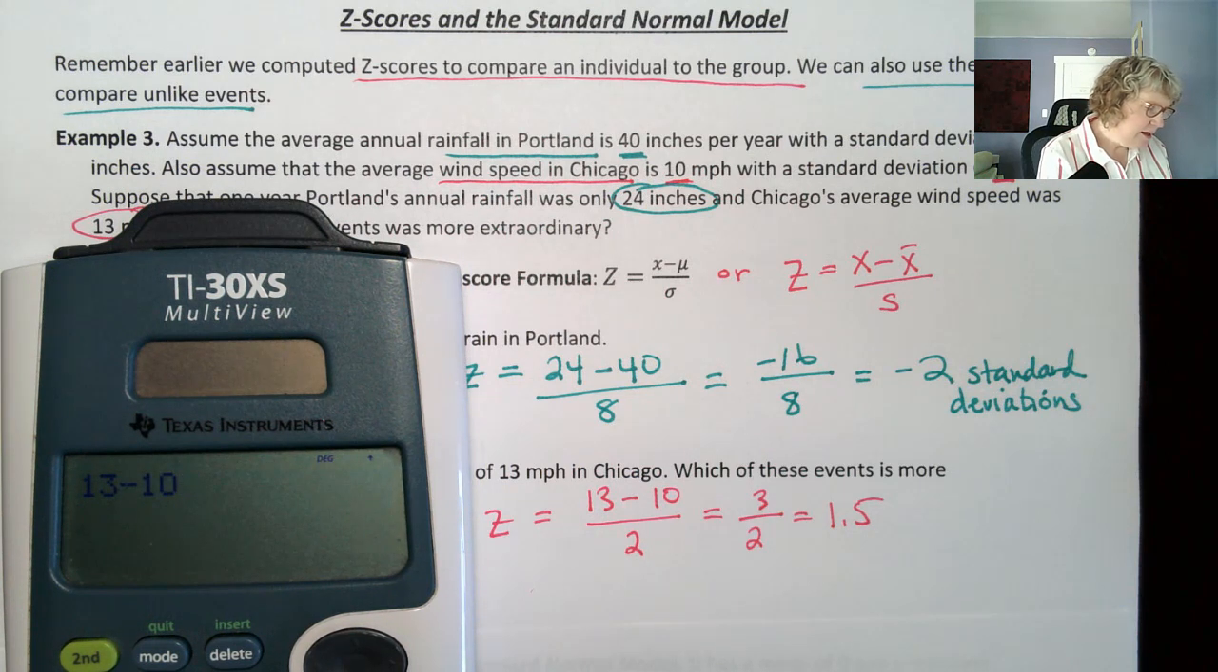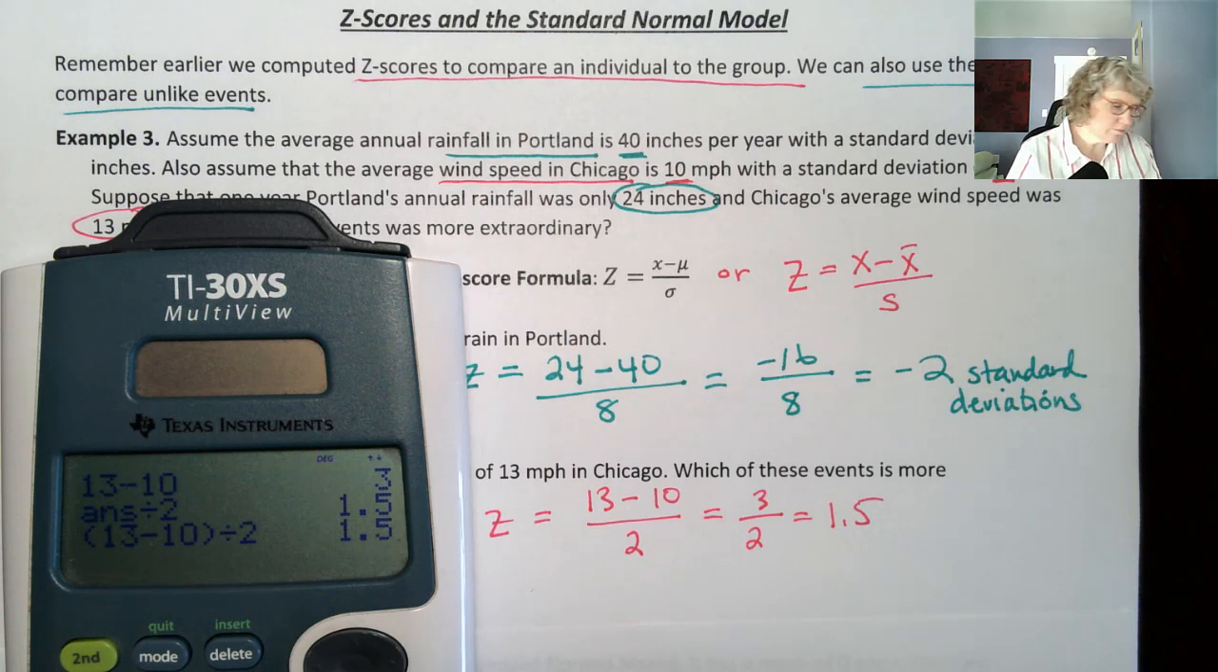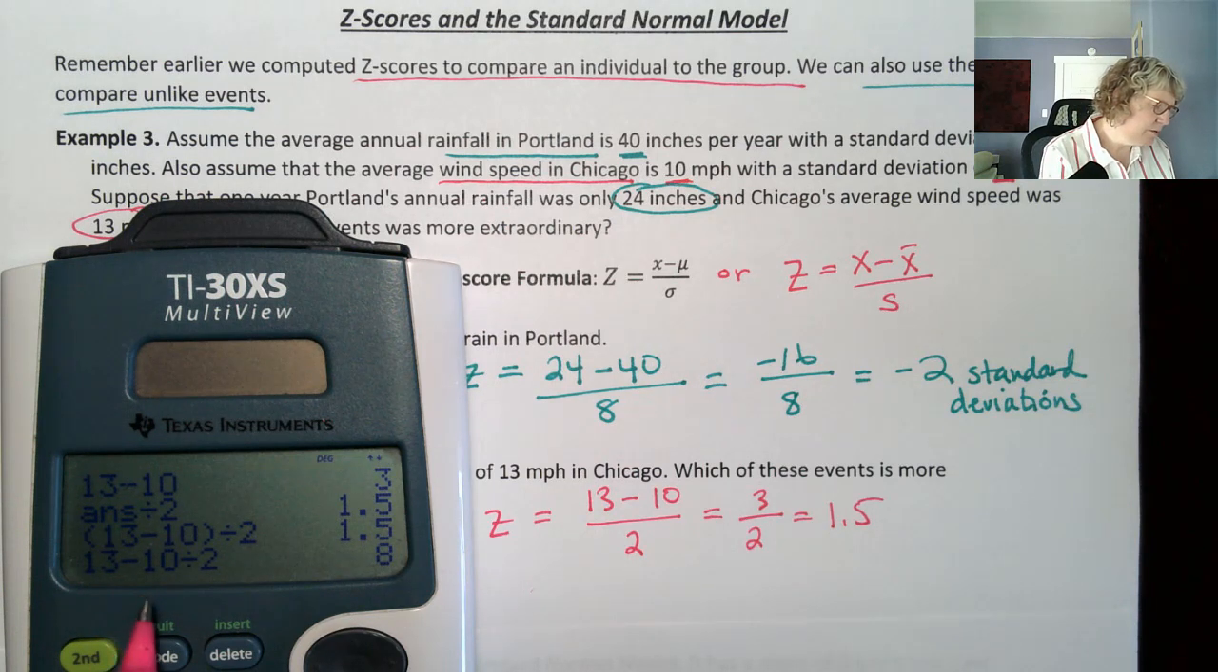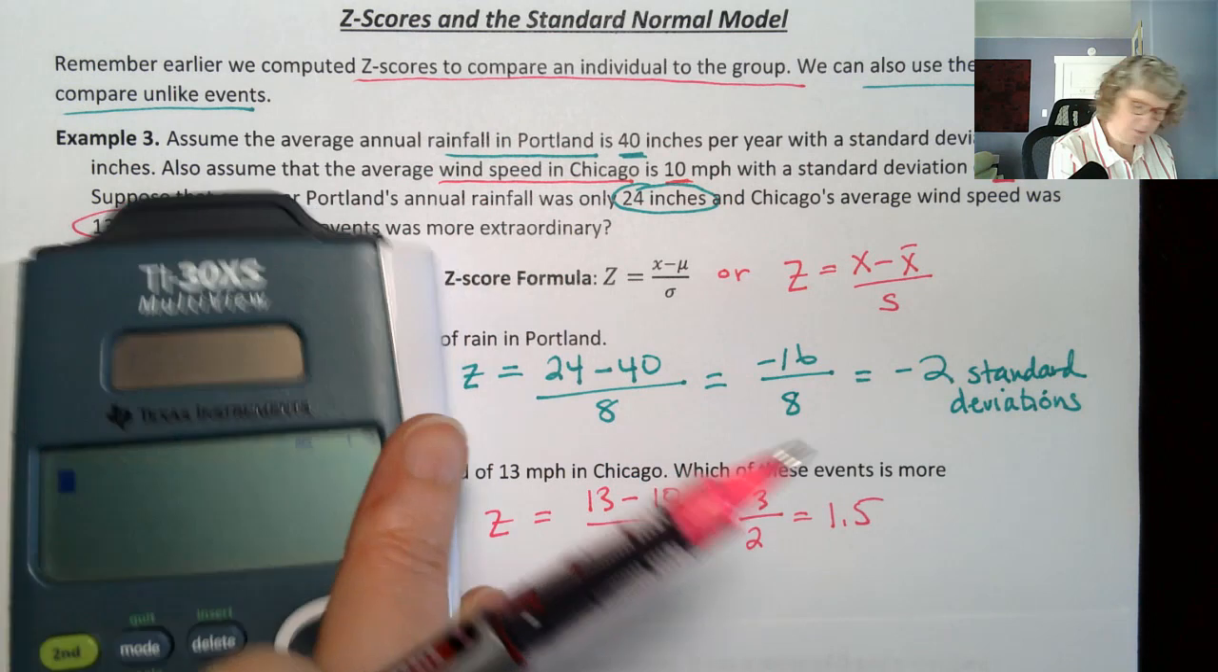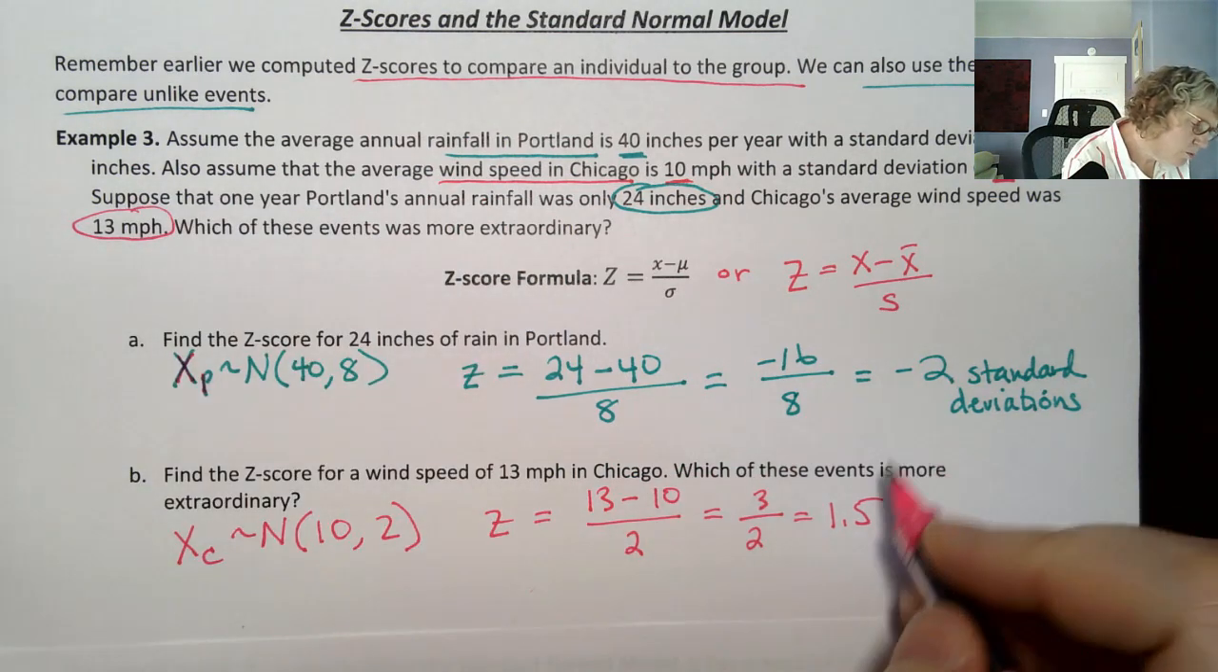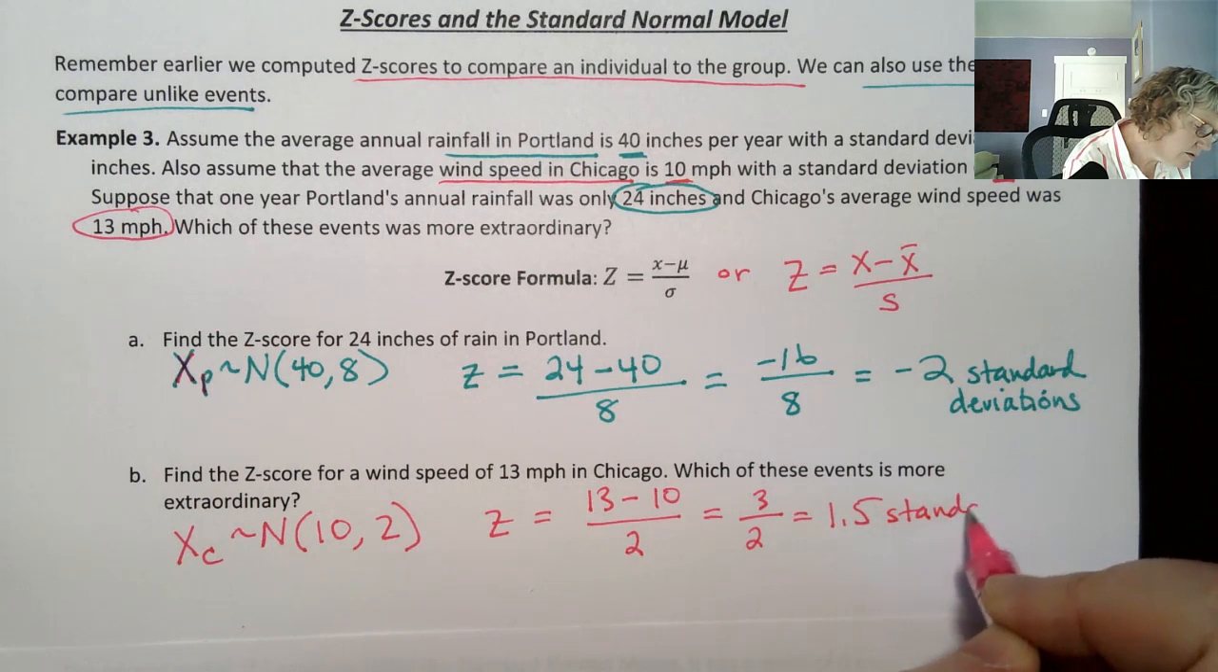13 minus 10. I need to hit enter and divide by 2 next. Or you could put parentheses around the top: parenthesis 13 minus 10, close parenthesis, divided by 2. I get 1.5. But notice if I do 13 minus 10 divided by 2 without any parentheses, I get 8. So if you get something that seems off, double check your order of operations. It's doing division first, so it's actually doing 13 minus 5. That's not what we want. So the wind speed is 1.5 standard deviations.